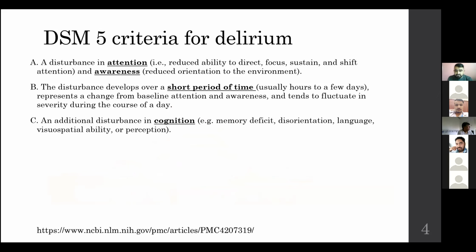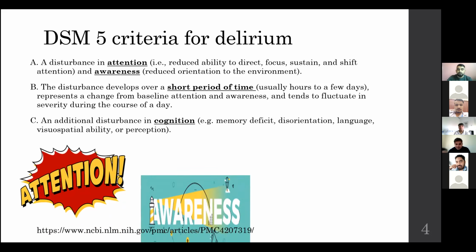In this introduction part, the DSM-5 criteria are mainly the focus for diagnosis. I'm talking about them in the introduction so that everybody will have a clear idea what the DSM-5 criteria are. The first point says there is a disturbance in attention, that is reduced ability to direct, focus, sustain, and shift attention, and a disturbance in awareness, that is reduced orientation to the environment.